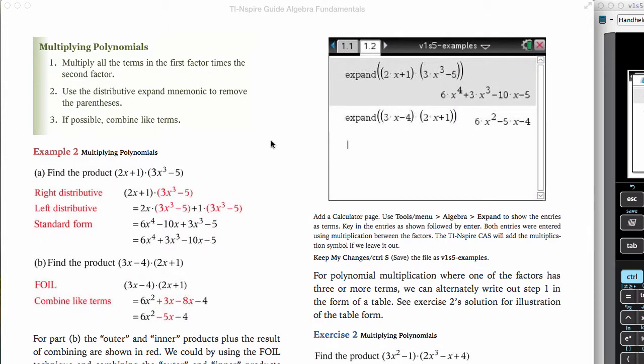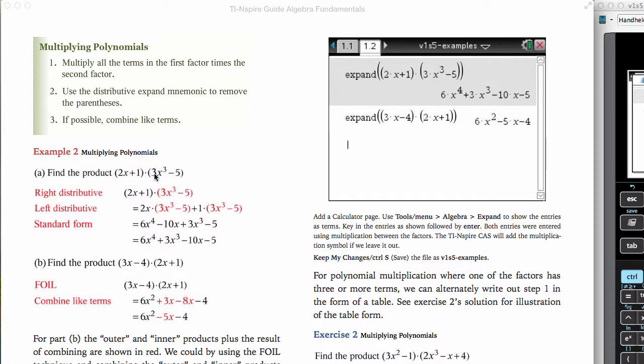So when we multiply polynomials, what we like to do is we like to multiply all the terms in the first factor times the second factor. We like to use the distributive expand mnemonic to remove the parentheses and, if possible, combine like terms. Here again it shows us doing this with some examples, and we're actually showing it work out. If we were just following this rule, we would go directly down to here.